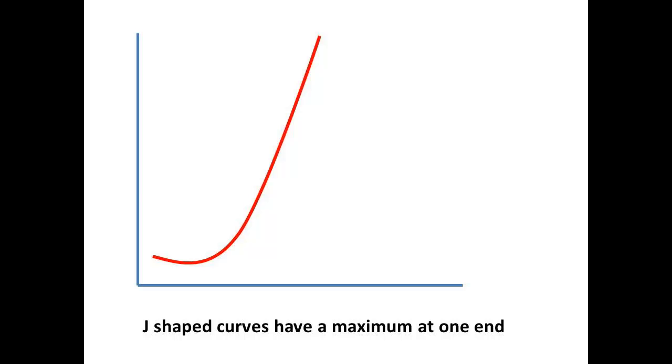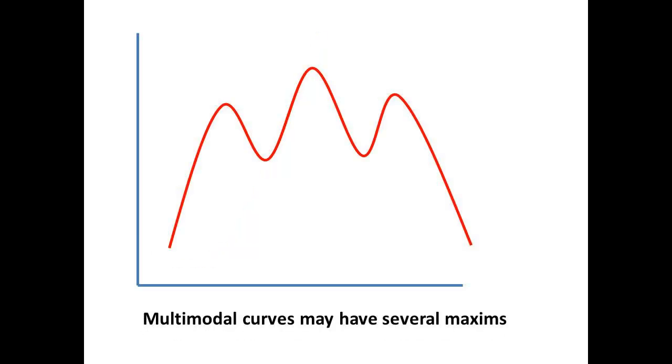This is a J shape. Note that J shapes have a maximum at one end. Finally, a multimodal curve that has several maxima.